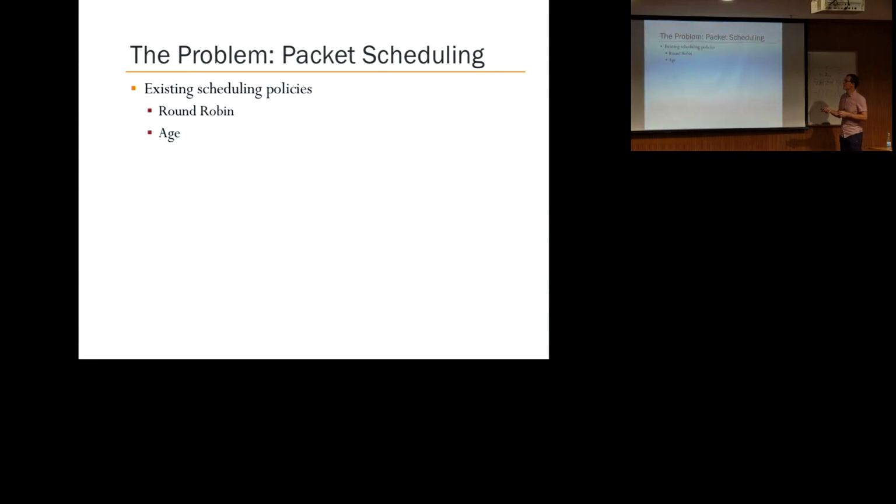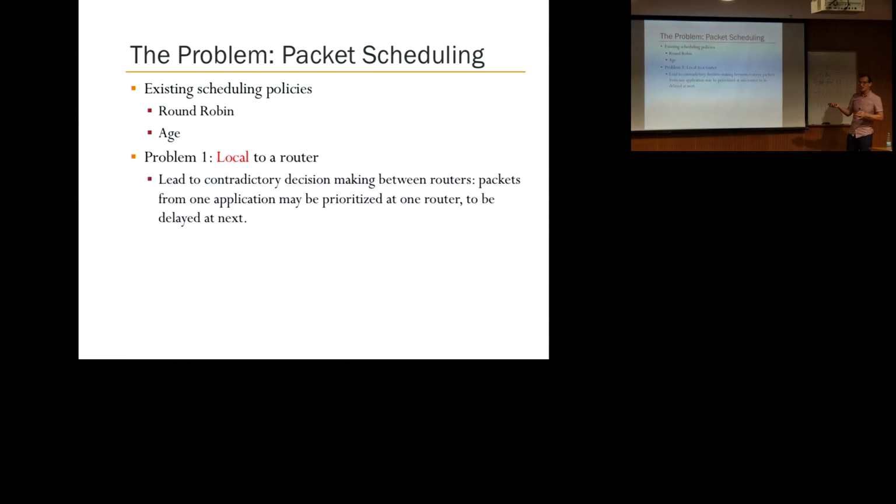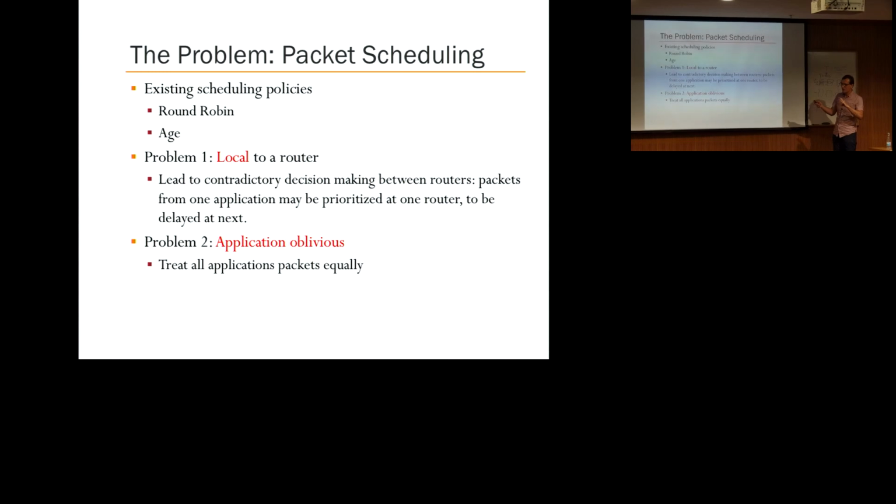So existing scheduling policies at the time were round robin or age-based. Actually, many of them were round robin. Basically, you go through the virtual channels round robin. If there's an empty one, you pick the thing to schedule from there. Very simple, very small critical path for the router. It doesn't take into account age, so that's great. The problem is, if you have such local policies, they're essentially local to a router, which means that these can lead to contradictory decision-making between routers. So packets from one application may be prioritized at one router to be delayed at the next. So you have no coordination across the routers. As a result, it takes a long time for a packet to move from source to destination, because it waits here, it gets prioritized here, it waits here, it waits. So it waits most of the time, basically, until its round robin priority comes in. So this is terrible from an application perspective if you think about it. And the second problem is it's application oblivious. So this also is a problem of application obliviousness, maybe.